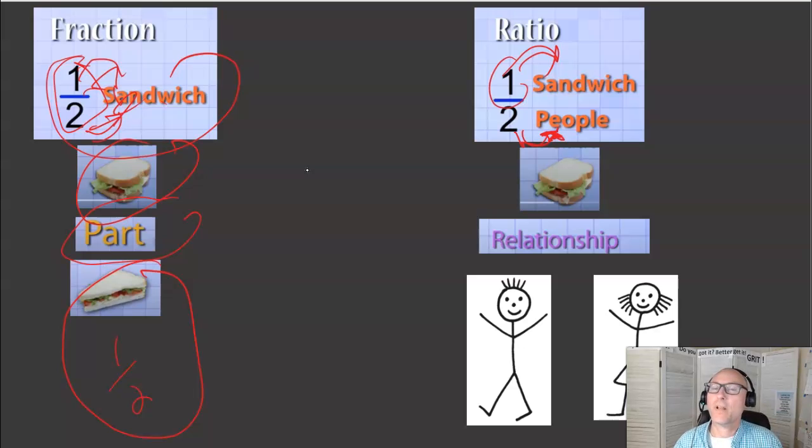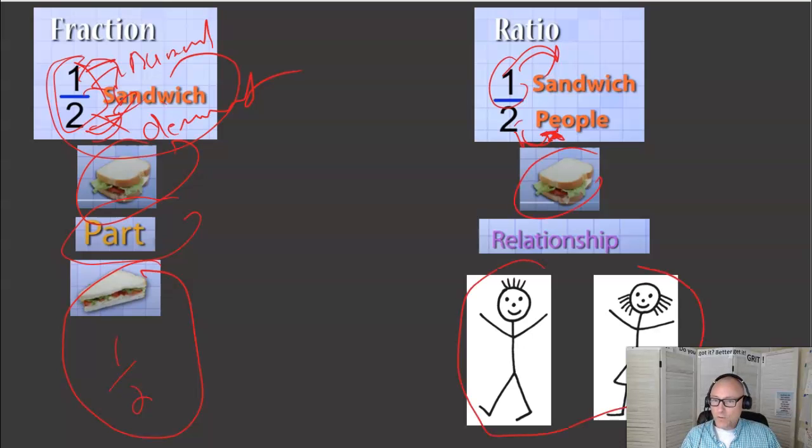Notice I didn't say numerator and denominator, because that's reserved for fractions. Only fractions get that privilege, that honor, that recognition of numerator on the top and denominator on the bottom. So one sandwich, and then 2 people. But coincidentally, if you did have this ratio and you divided it evenly, how many sandwiches would each person get? Oh, you guessed it, half a sandwich each.